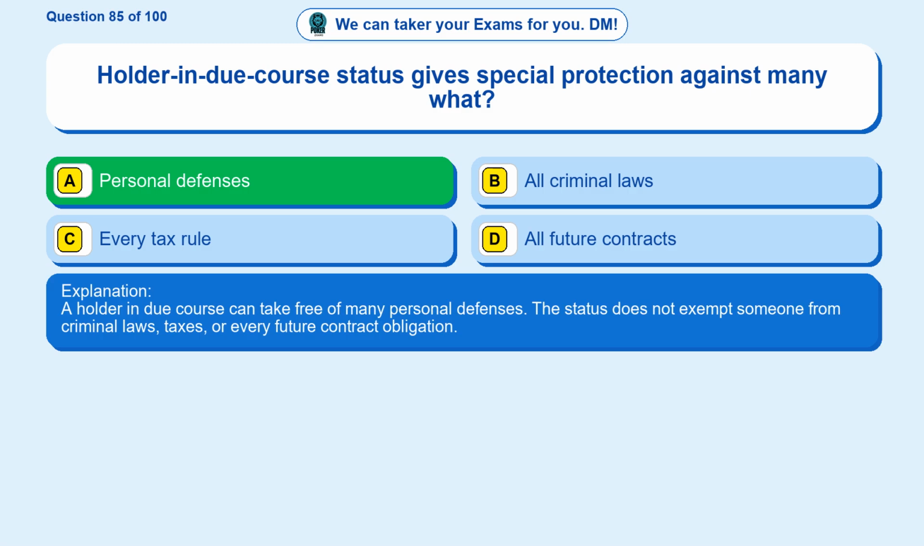A holder in due course can take free of many personal defenses. The status does not exempt someone from criminal laws, taxes, or every future contract obligation.